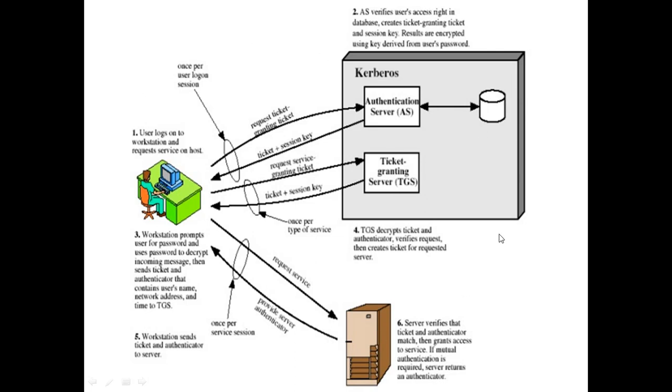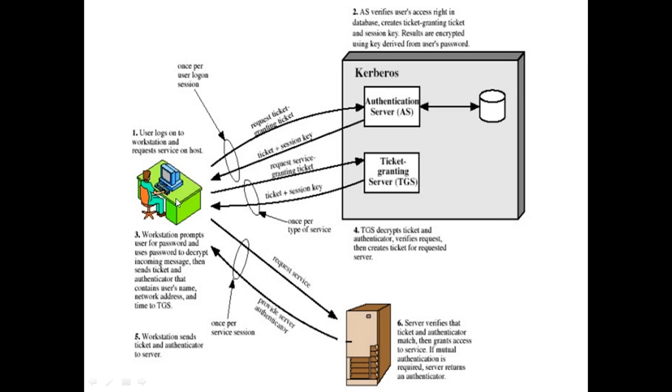This is the version of the authentication dialog in the form of a diagram. First, the user logs on to the workstation and requests the service. This first session is the one per user logon session. Here the client will request a ticket for the ticket granting server from the authentication server. The authentication server will verify the access rights in the database, and it will respond by sending the ticket for the ticket granting server along with the session key.